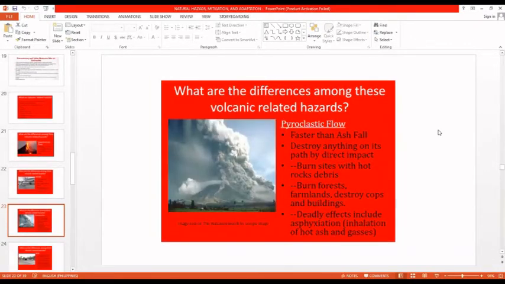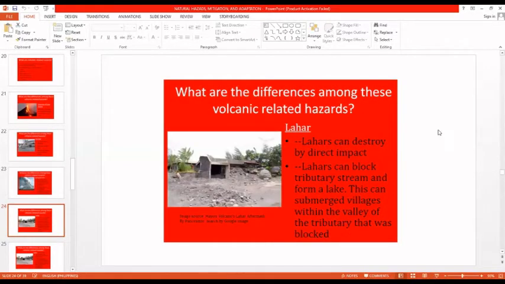Then next is we have the pyroclastic flow. So magkaiba sila sa ashfall. So itong si pyroclastic flow, class, it can burn faster kaysa sa ashfall. So destroys anything on its impact. So may direct impact talaga siya. Possible, pwede niya masunog ang bundok, yung mga farmlands natin, yung mga buildings, yung mga taniman natin. So itong pyroclastic flow, meron siyang kasamang hot rock debris. Yan yung kaibahan niya sa ashfall. So di ba, imagine mo, may mga bato siyang kasama na maiinit.